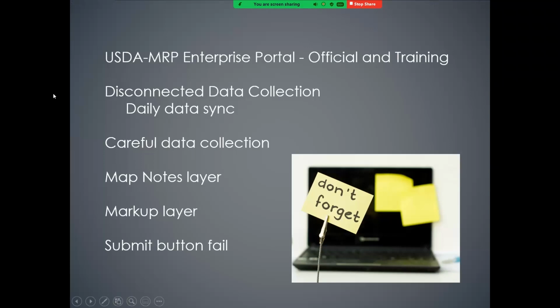Remember the difference between official and training versions? It's a production URL and a staging URL. So hopefully you could see the two differences both in the title and in the base map, that background imagery versus that gray imagery. Just be sure you're in the right one when you're entering data.